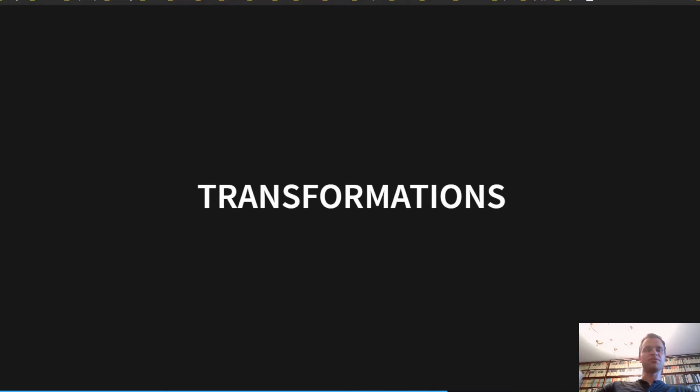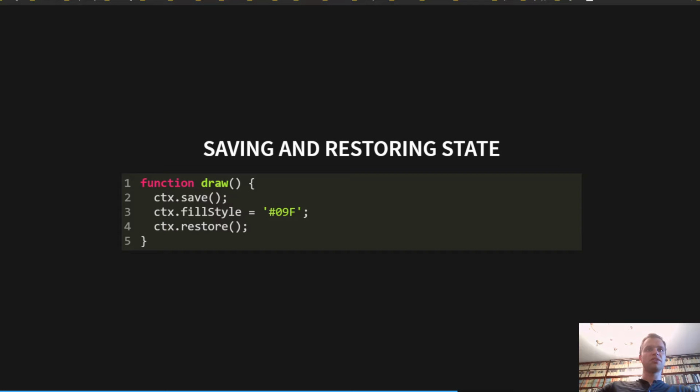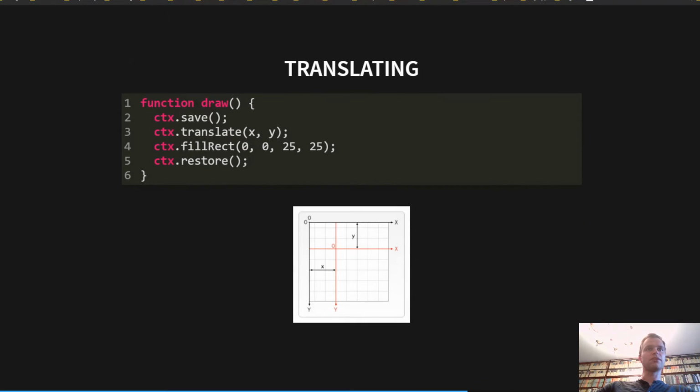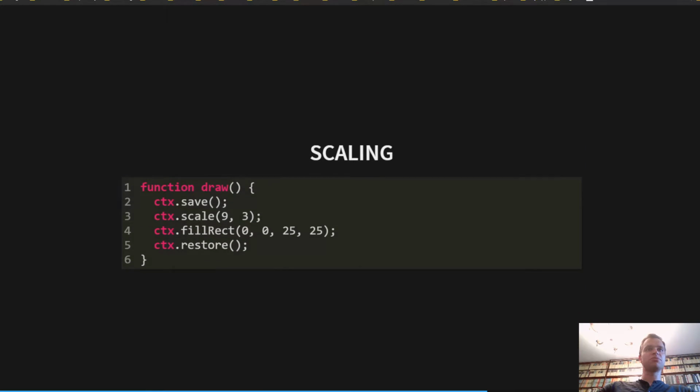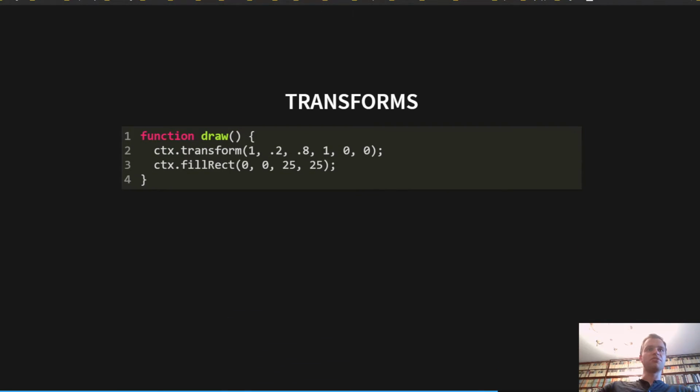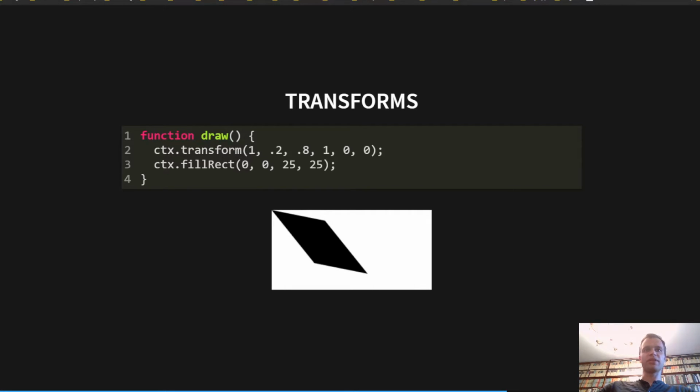We can also use transformation of shapes, but before it we should know about saving and restoring state using a save method and restore method. If we save our state, it will be put on a stack and then we restore it from it. We can translate canvas shapes, rotate canvas shapes, scale it, or use method transform to change all of these parameters and to get something like that.